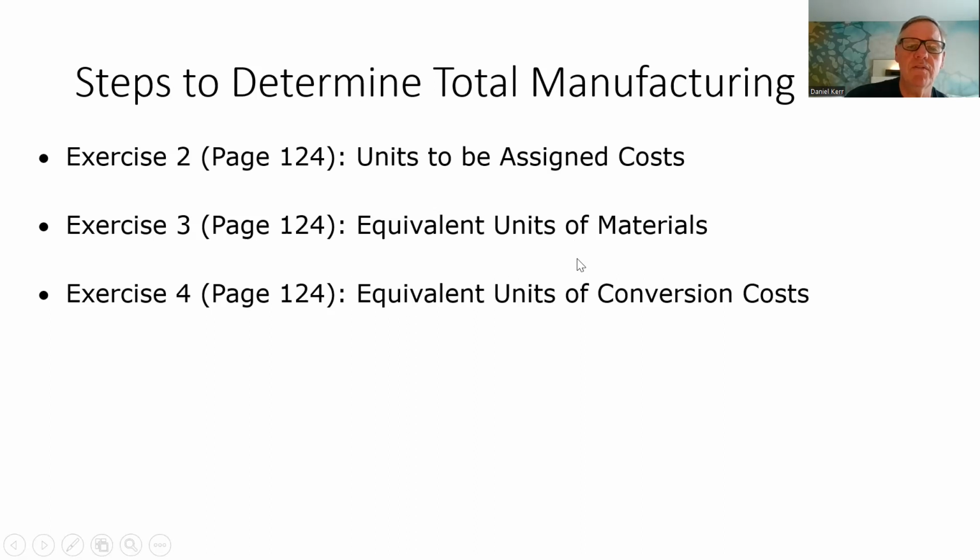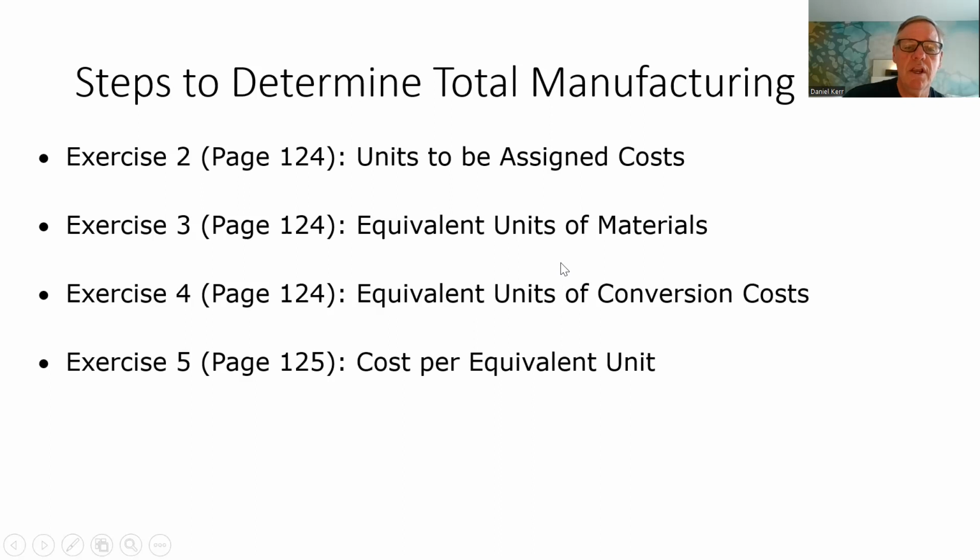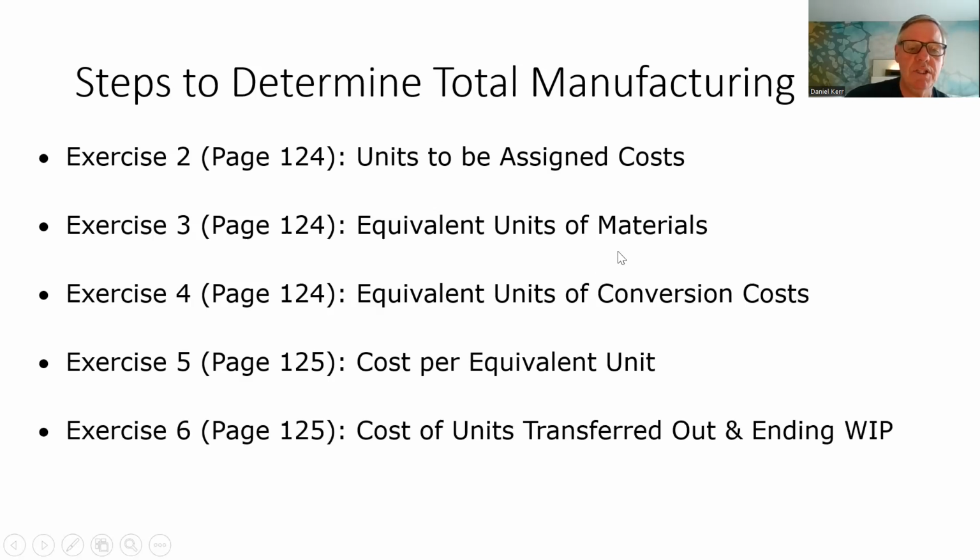Once we have both the equivalent units of materials and the equivalent units of conversion costs, we can review the cost and come up with the cost per equivalent unit for both materials and for conversion costs. And then once we do that, we can figure the cost of units transferred out and ending work in process. And that was exercise 6 that we did in class. You can see how 2, 3, 4, and 5 actually lead up to exercise 6.